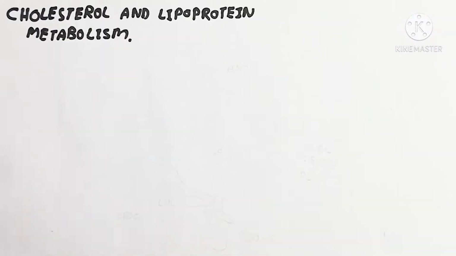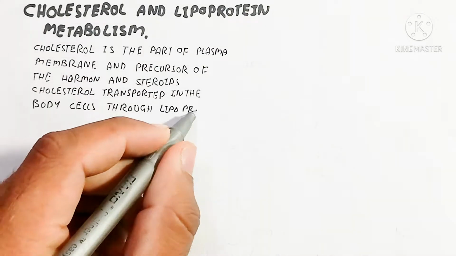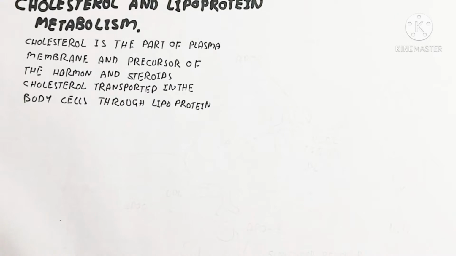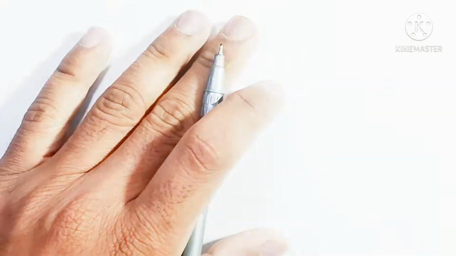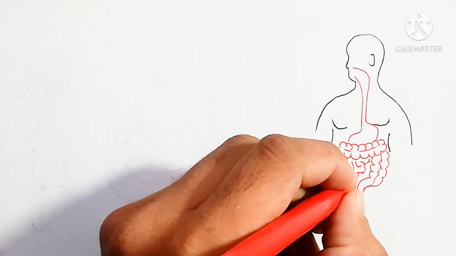So today we will discuss cholesterol and lipoprotein metabolism and the transport of cholesterol and lipoprotein, which is fat. It is important to know that cholesterol is a part of the plasma membrane and produces different types of hormones and steroids; cholesterol is the precursor of hormones and steroids. Cholesterol is transported in the body cells through lipoprotein. The lipoprotein is a globule-like structure which contains apoprotein, phospholipid, triglycerides, as well as fatty acid.